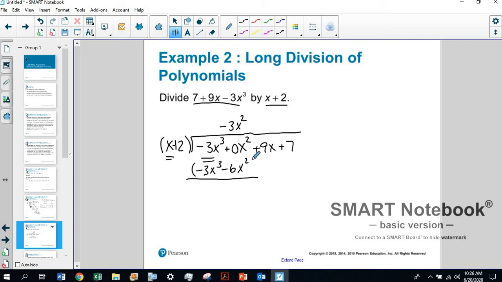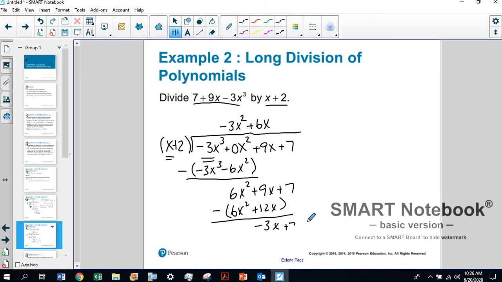We subtract, remember the whole group. Don't forget the group. Negative 3 plus 3 is 0. 0 minus negative 6, 0 plus 6 is 6x squared. And then I go ahead and bring down everybody else. Okay. I need a 6x next. 6x times x is 6x squared. Distribute, you get plus 12x. Subtract the whole group. 0x squared. 9 minus 12 is negative 3x plus 7.